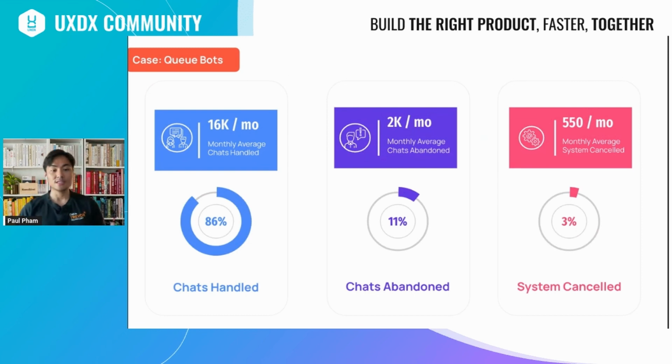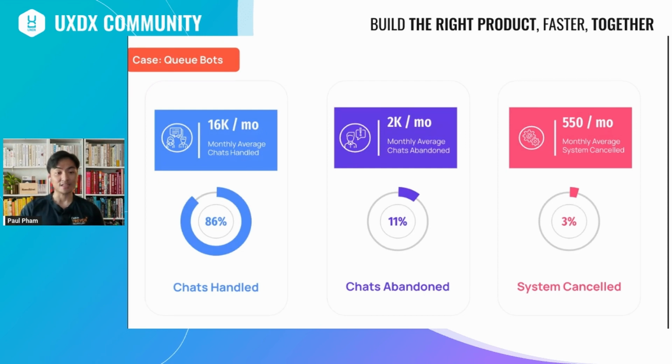As you can see here on the slide, I have a couple metrics. The first one is chats handled, second, chats abandoned, and system canceled. Overall, in a given month at the Trevor Project, we offer about 18,500 chats monthly.